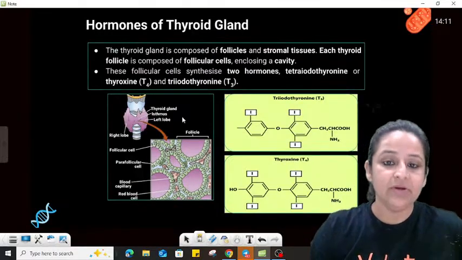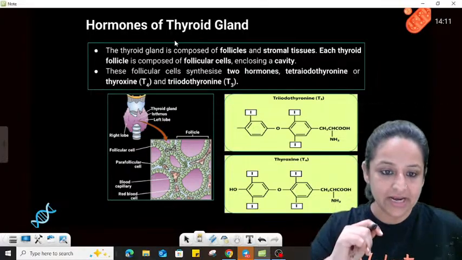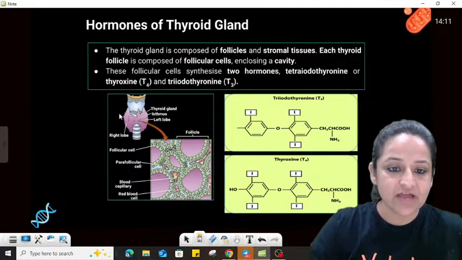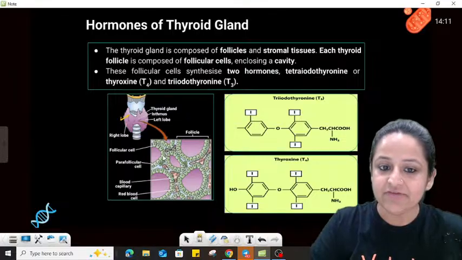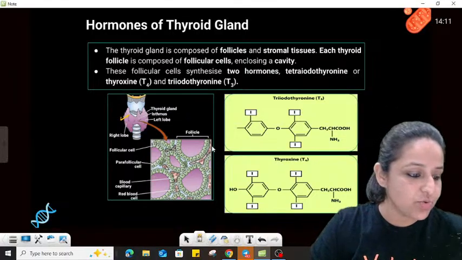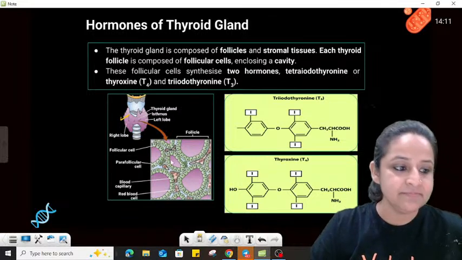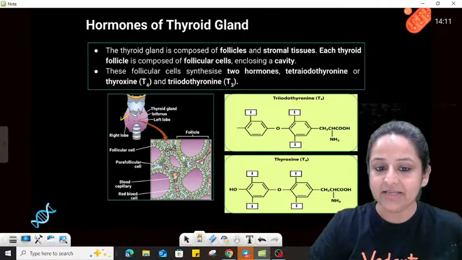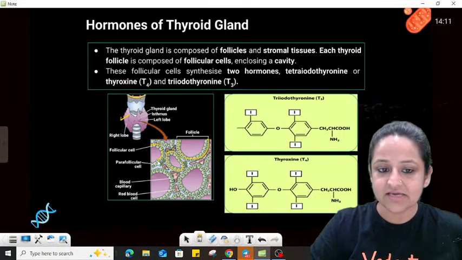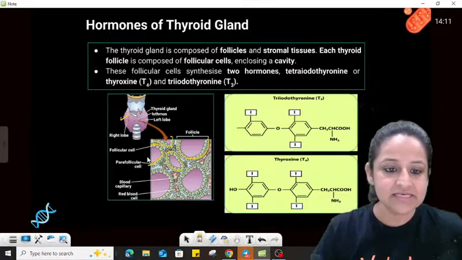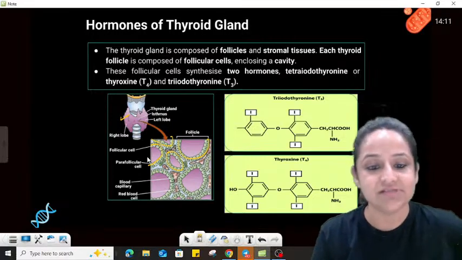Now, if you take a section of the thyroid gland, let's say this is the thyroid gland, this is what you are going to get. There are follicles present like this. These are called the follicular cells.